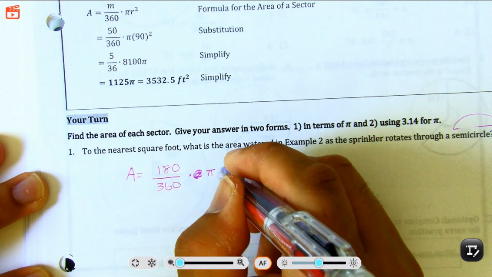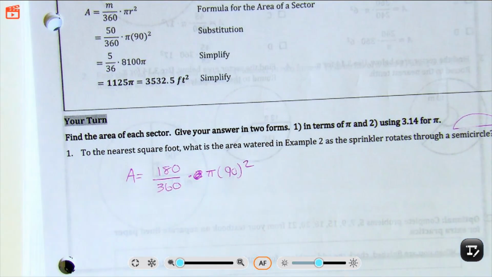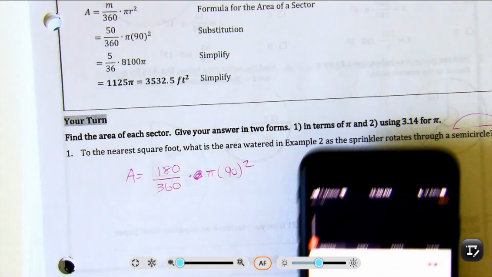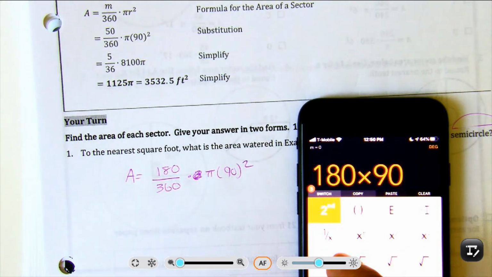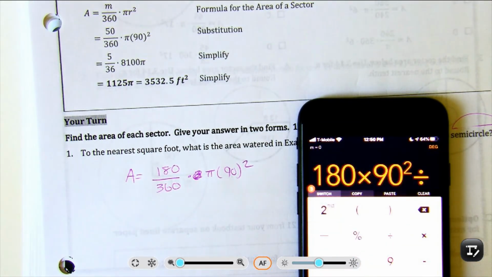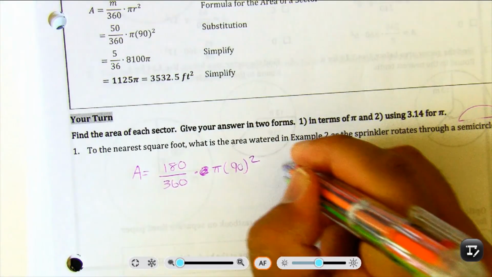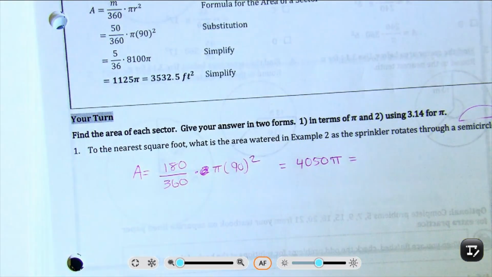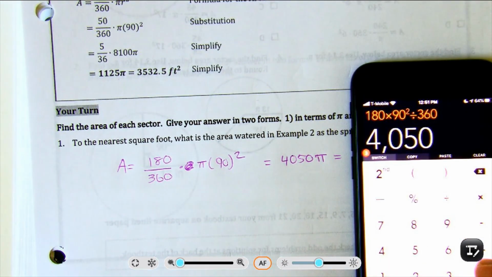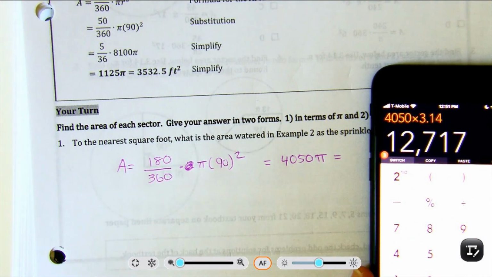And as a shortcut, I'm just going to use a calculator. So what I'm going to type is 180 times 90 squared divided by 360, and I get 4,050. So this is equal to 4,050 pi, and then if I multiply 4,050 by pi, I end up with 12,717 feet squared.